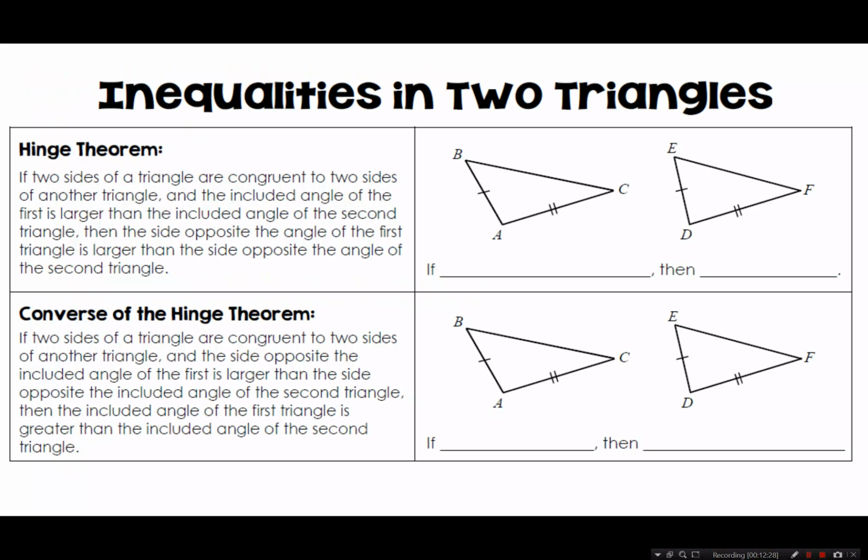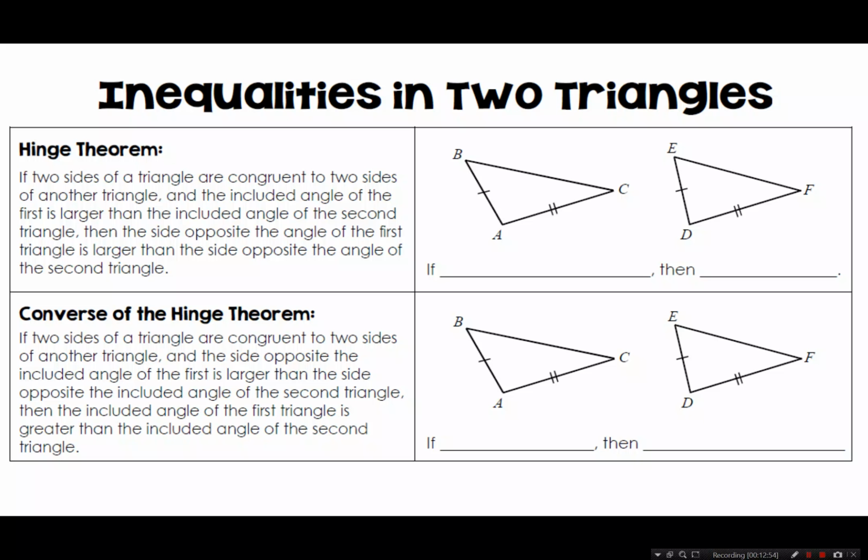We can also use inequalities in two triangles. If two sides of a triangle are congruent to two sides of another triangle and the included angle of the first is larger than the included angle of the second, then the side opposite the angle of the first triangle is larger than the side opposite the angle of the second triangle. Alright, that's a lot to talk about.